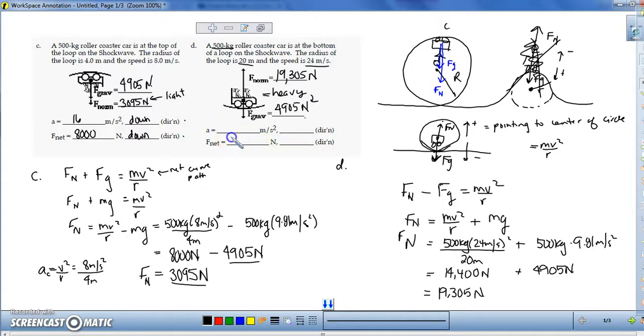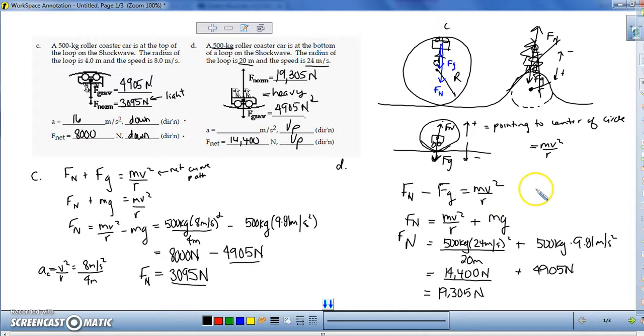Alright, now filling in the information, my centripetal force is this value, or the net force on our system, so I can plug that in. Now, in this case, what did we say? We said up was the positive direction, so this is up. That's the way we set it up. But now we've got to figure out the acceleration.